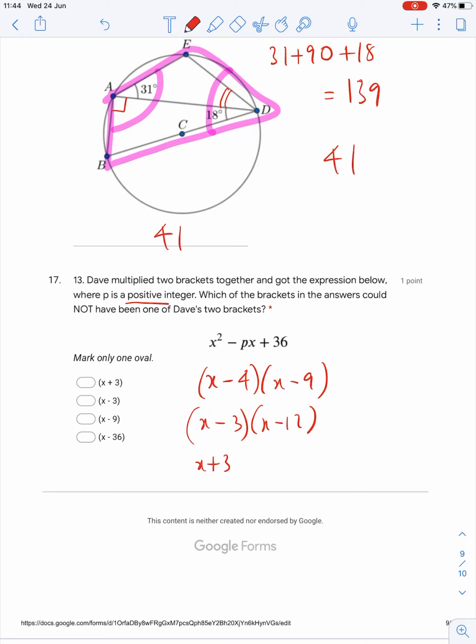If you try to use x plus 3, to get the plus 36 at the end, it would have to be plus 12, and that would give us x squared plus 15x plus 36, and it wouldn't be a negative number here. So he must have only used negative numbers inside his brackets, like x minus 4, x minus 9, x minus 3, x minus 12. He could not have used an x plus 3.